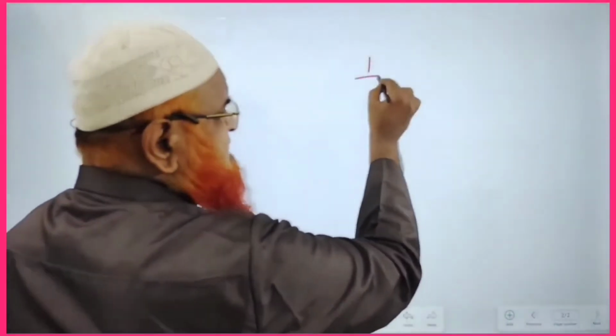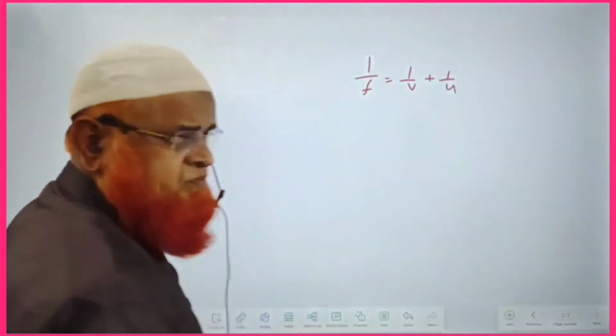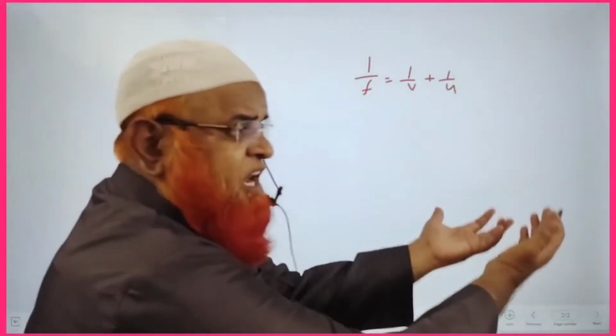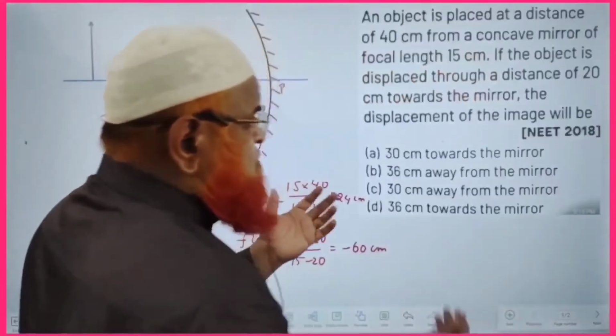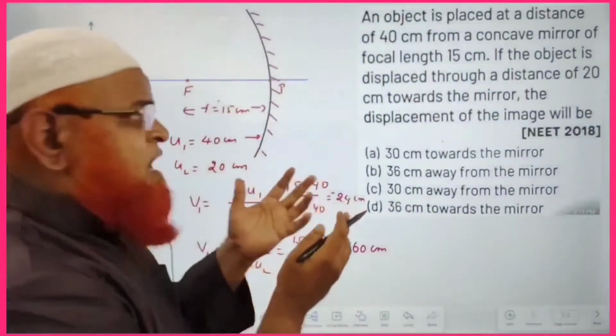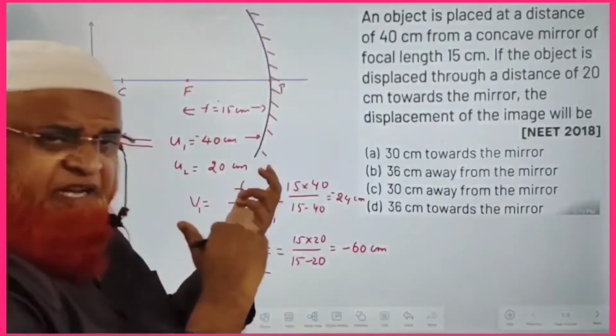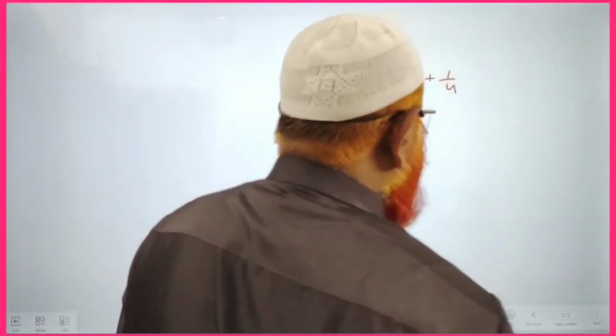You all know there is a mirror formula, 1 by v plus 1 by u equals 1 by f. For a concave mirror, the focal length is on the left side. That's why it is taken as negative. And the object is also placed on the left side. That's why it is also taken as negative. So let us see what is going to happen.